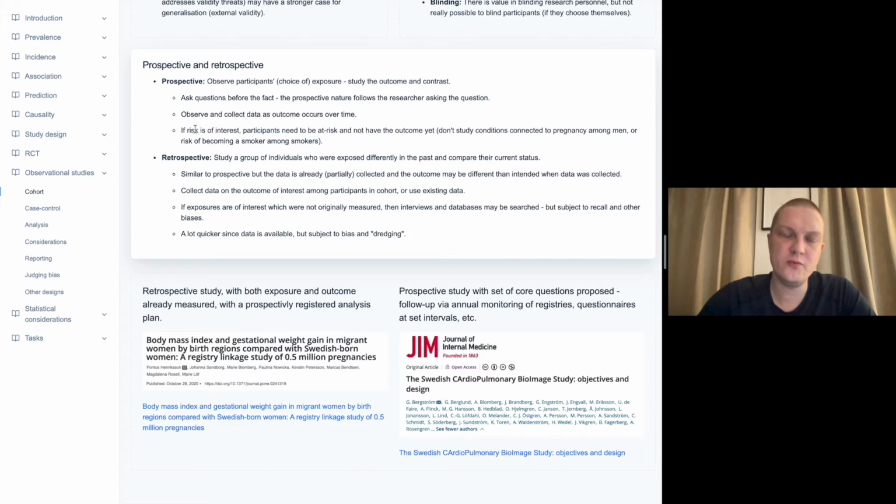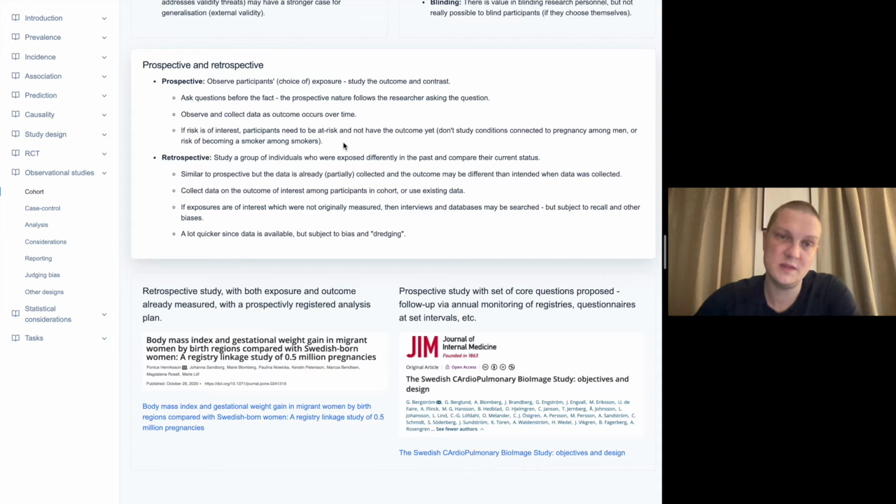If risk is of interest, then obviously participants need to be at risk and not yet have the outcome. So you can't study conditions connected to pregnancy among men, because that's not going to happen. And you can't study the risk of becoming a smoker among smokers, for instance. So those things need to be considered if you're considering incidence or risk.